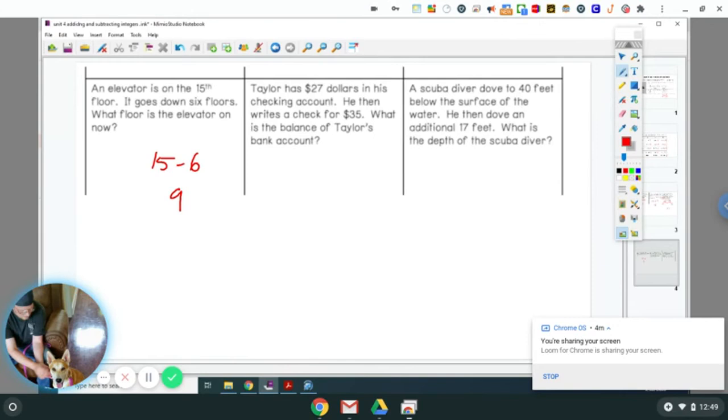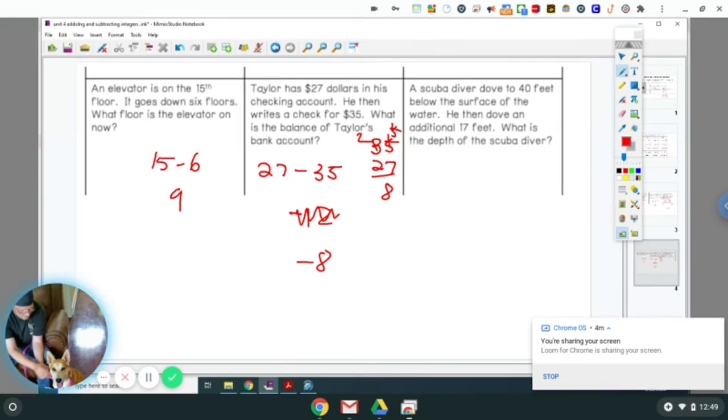Taylor has $27 in his checking account. He then writes a check for $35. What is the balance of Taylor's bank account? So it's $27 minus 35. So she's taking more money out than she actually owns, and that's not a good thing. Excuse me, that's not right. So basically, we're just doing 35 minus 27. Like so. And so now she owes $8, so negative $8.